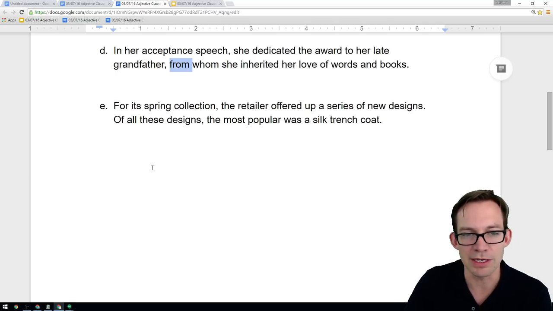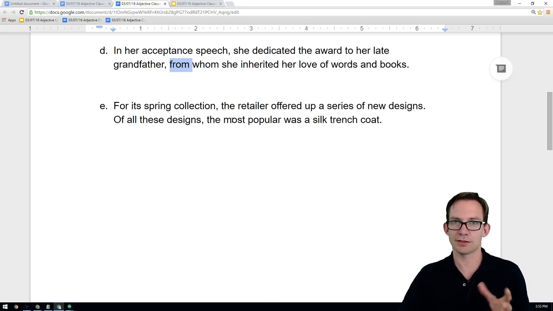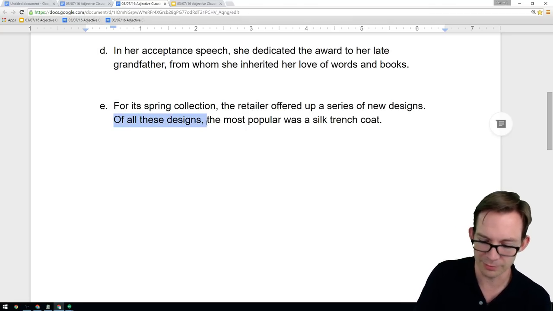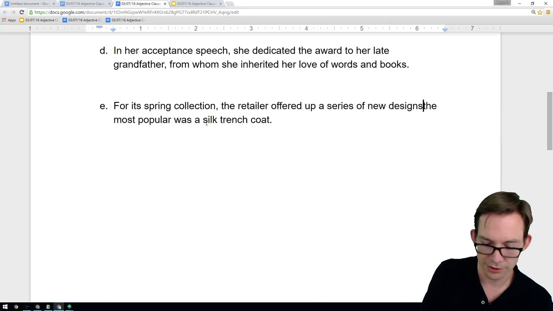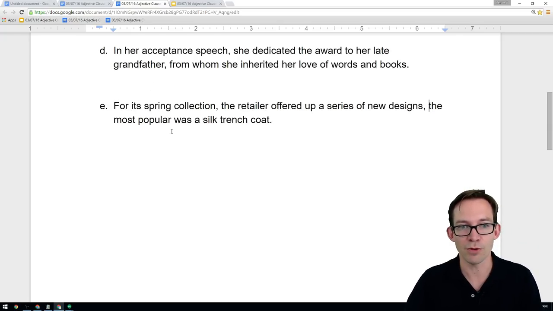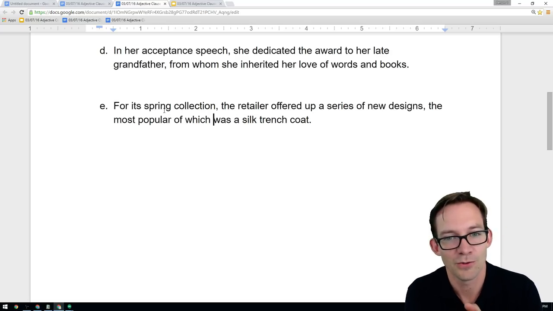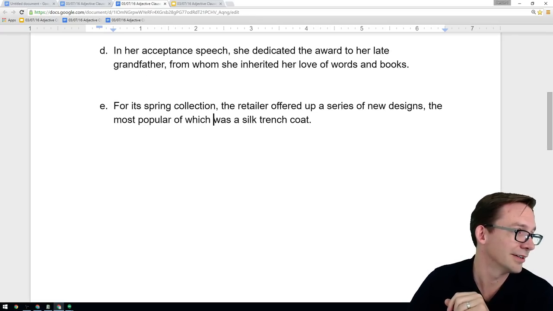Now this one was kind of mean, I think, because all of which the most popular doesn't really make sense. Honestly, I would say you have to take this out. Now this is a bit of a magic trick. I would take that out and go here and say a series of new designs, the most popular of which was a silk trench coat. Look at that. All right.